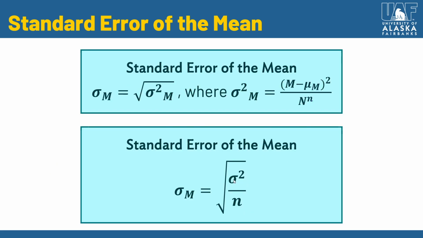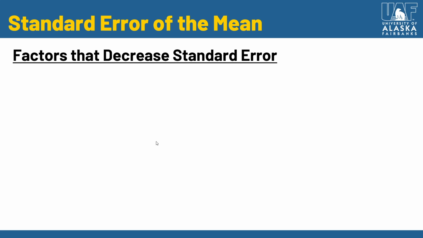But simply put, if we know the population variance and we have our sample size, then we can use that to calculate the standard error of the mean. Yeah, so these equations, if you need them, or when you need them, I suppose.